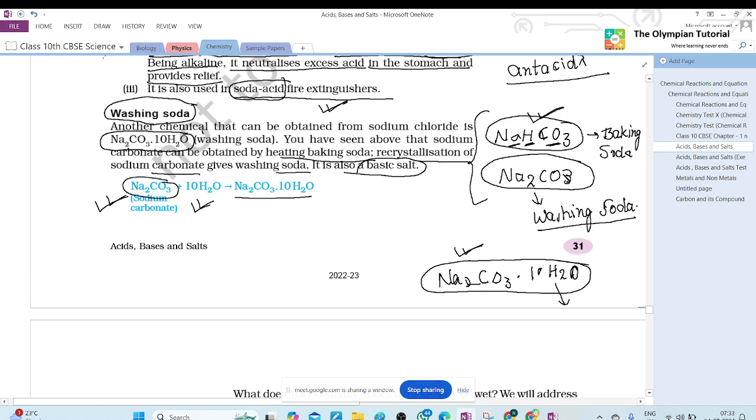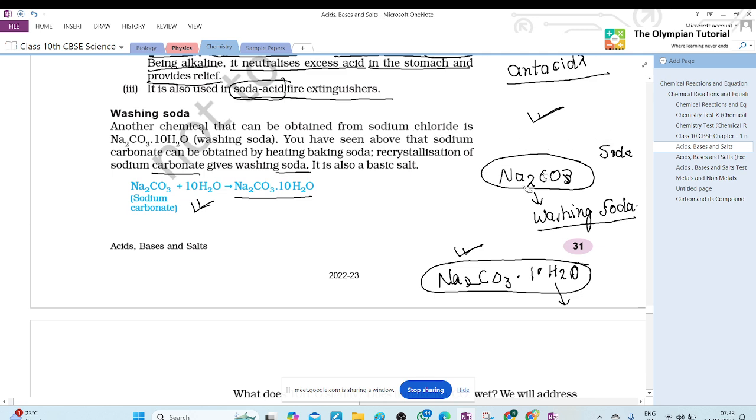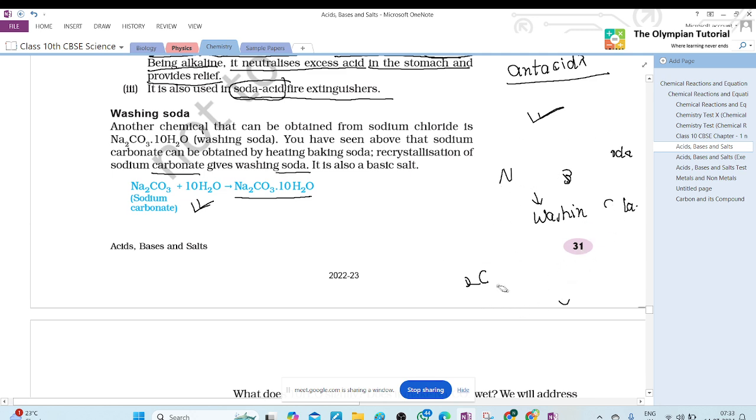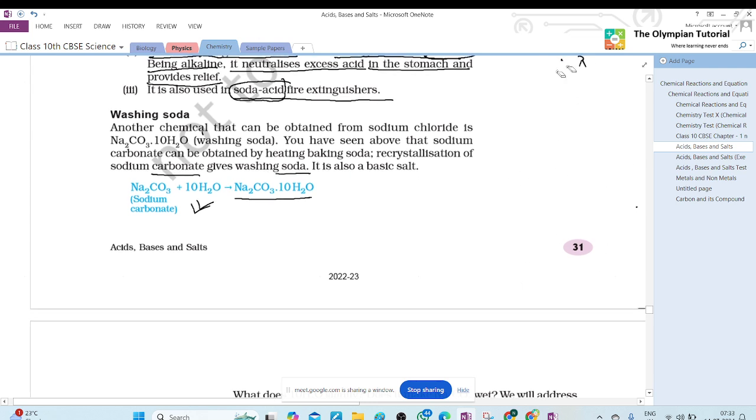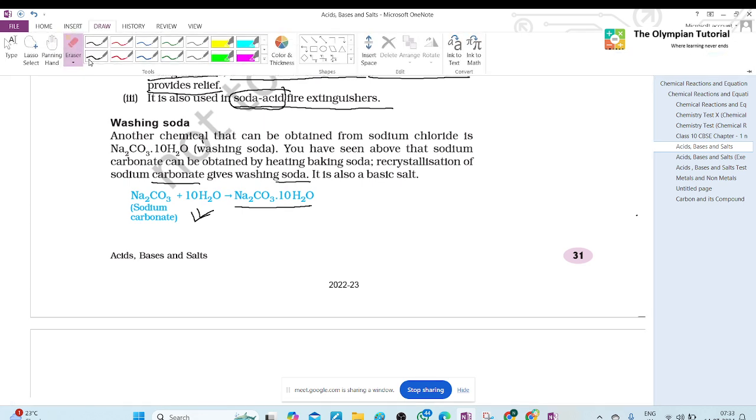Okay. So while preparing the notes, what you will do? You will write the topic washing soda. Its chemical name is sodium carbonate.